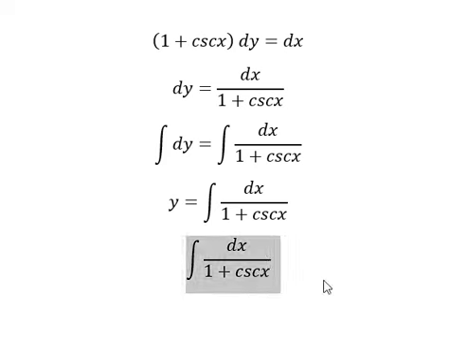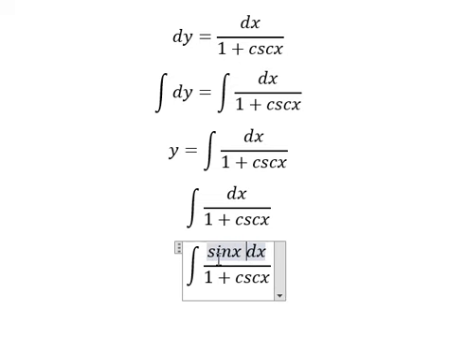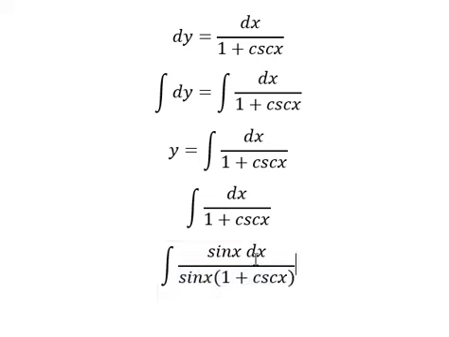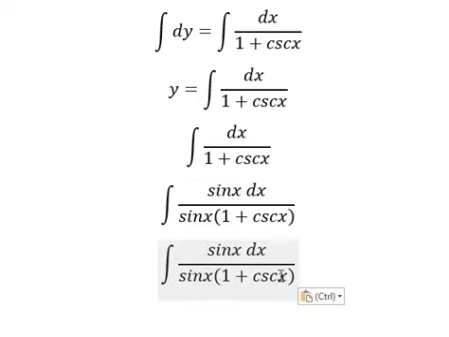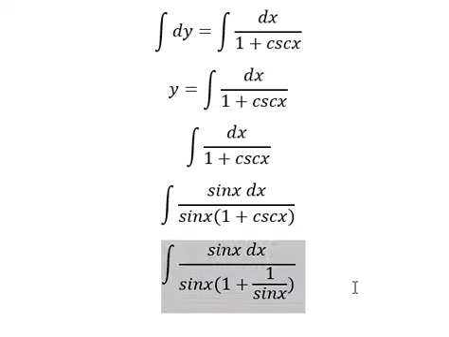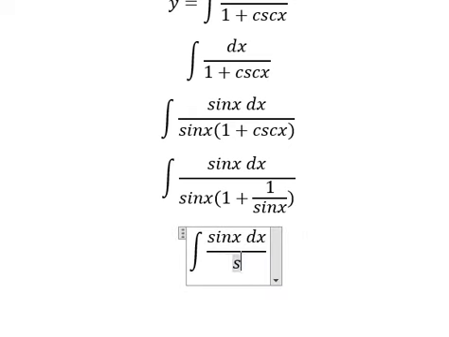So we need to multiply by sin x on numerator and denominator. Cosecant of x, that is 1 over sin x. And now sin x multiplied by this one, and we got sin x plus 1.